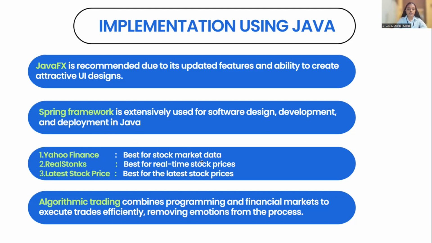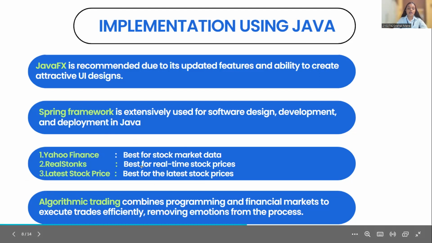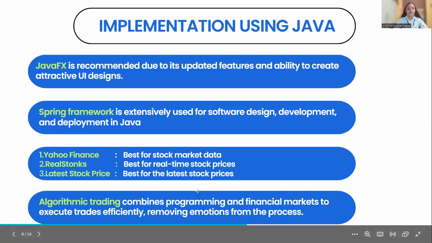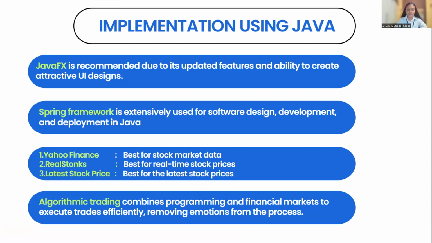It is best for stock trading data, real-time stock prices and the latest stock prices. That means best for the latest stock prices which are being sold in the market. And the last thing is we will apply the algorithm, that is algorithmic trading, which combines programming and financial markets to execute trades efficiently, removing emotions from the process.